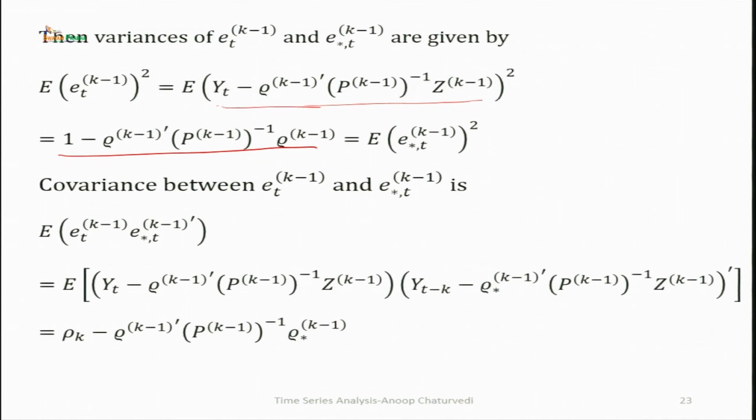Now you have to obtain the covariance between e_{t,k-1} and e star_{t,k-1}. The covariance is given by the expectation of the product of these two terms.